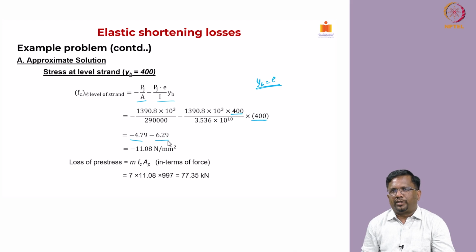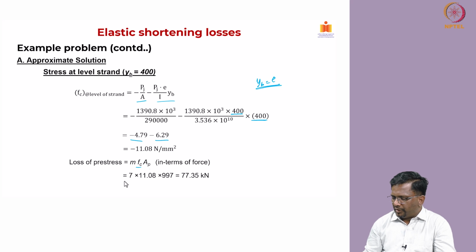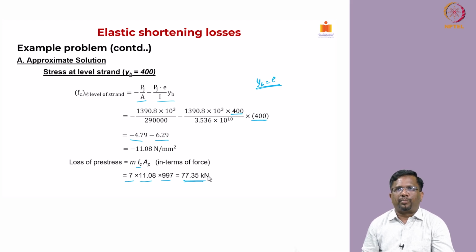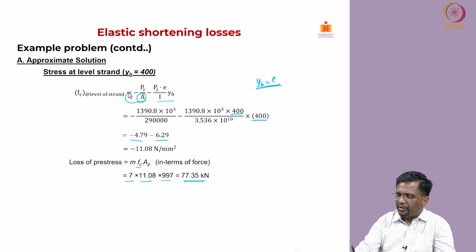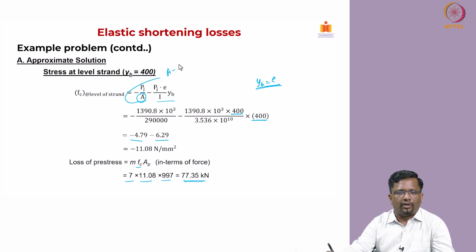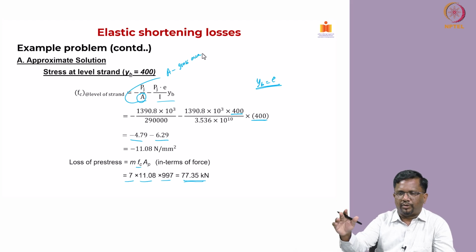Now, if I am talking in terms of stress, you have to multiply modular ratio, fc and Ap, which is nothing but your loss in pre-stress. So, the modular ratio is 7, fc is 11.08, and the area of pre-stressing steel is 997. So, you get the force loss due to elastic shortening as 77.35 kilonewton, right. This is from the approximate solution. In the approximate solution, we use only the gross area, the actual area of the section. We do not use a transformed area, right.